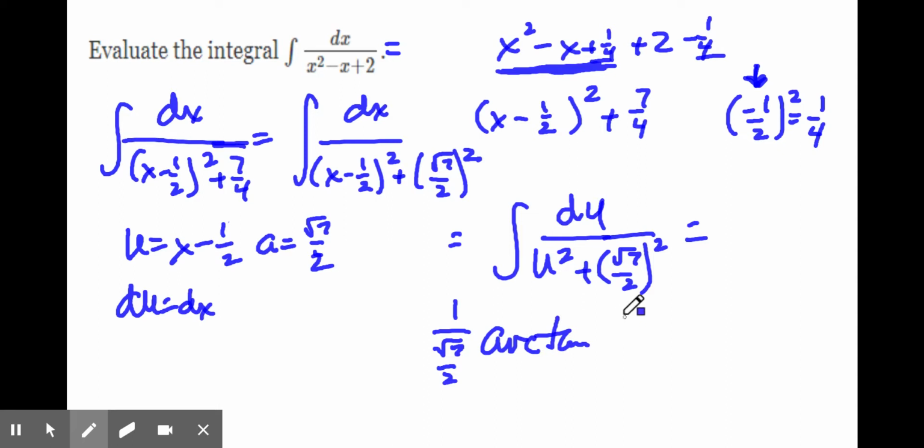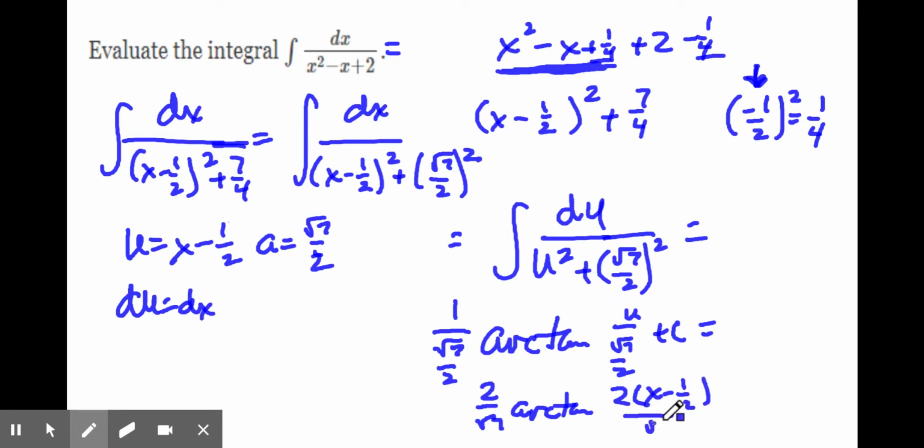Arctan of, well, it would be u over radical 7 over 2, plus c. And then if we clean this all up, we can do it here. So we have 2 over radical 7, arctan of 2u, where u is x minus 1/2, over radical 7, plus c. And that's the correct answer.